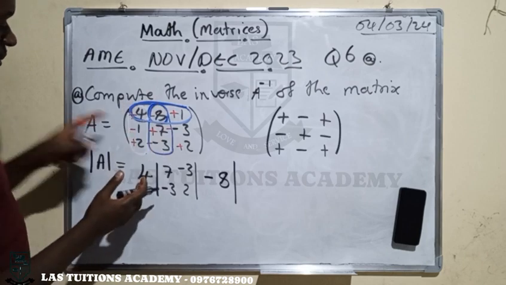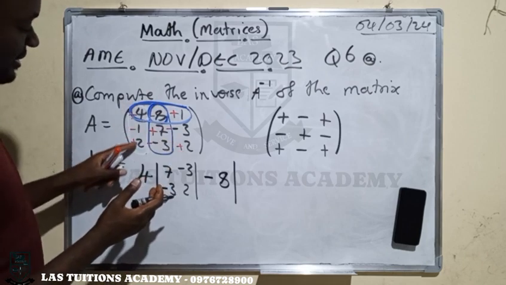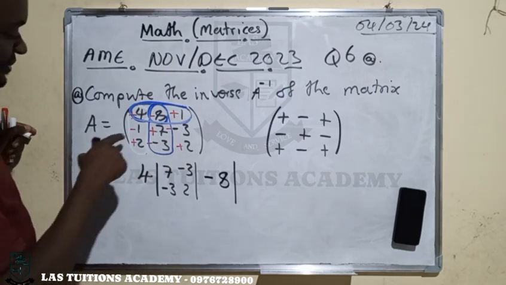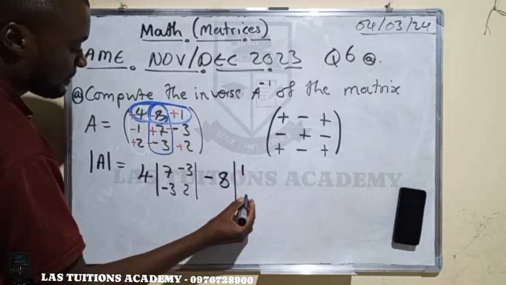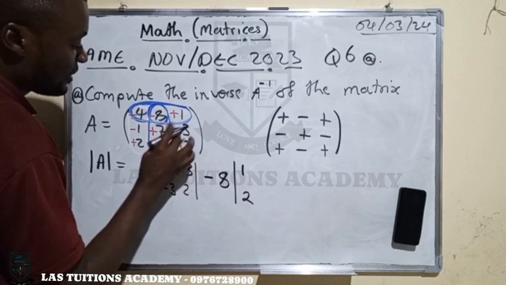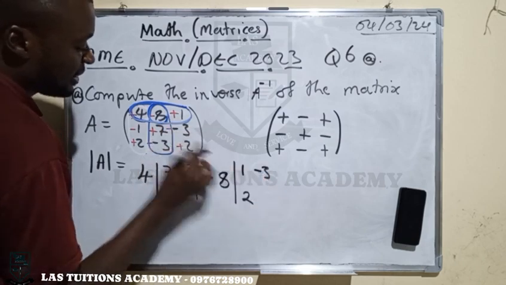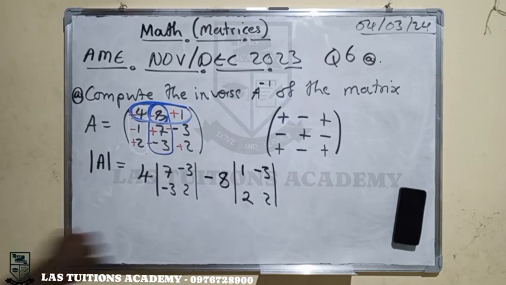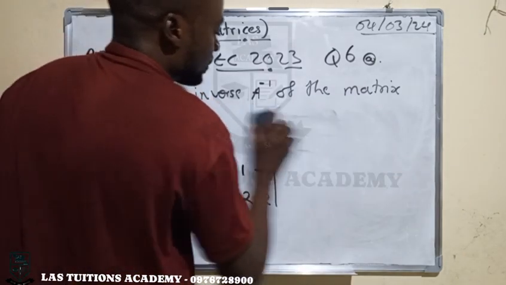When we lock this, you look at the free numbers. These free numbers make what we call a 2 by 2 matrix. So you have 1, 2, then -3, then 2 there. You close like that. Then finally, you go to the last part.